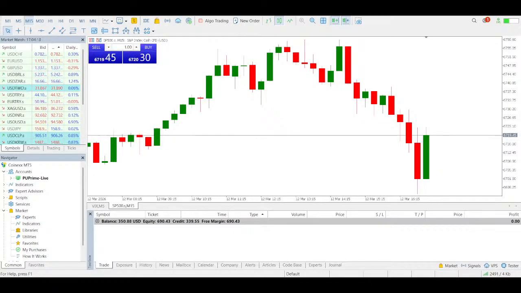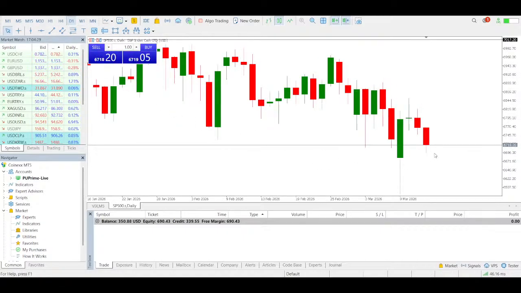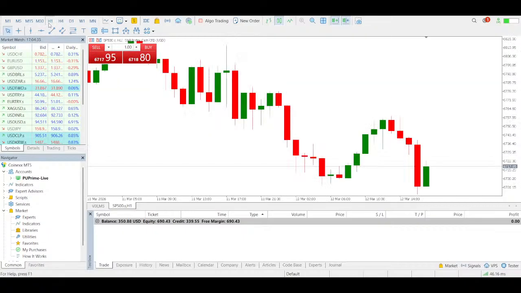Just thinking about this now, I actually think this is a good long. However, it does violate the daily. It's a good long, but on the daily it does violate the daily trend. So that's the reason why I'm not going short at this. It does violate the daily trend, directional daily, right?